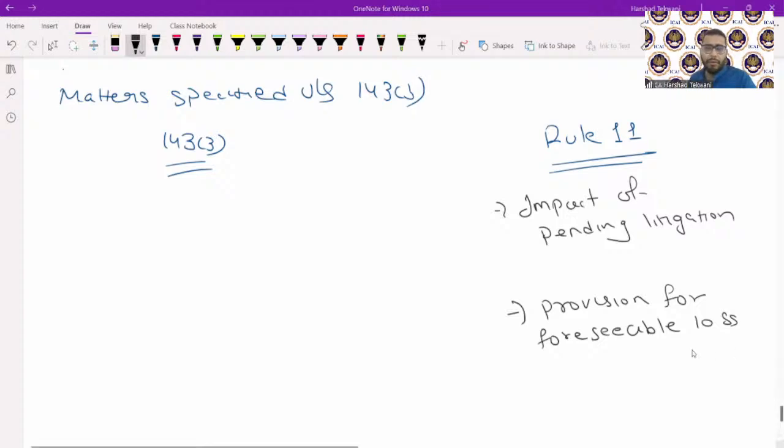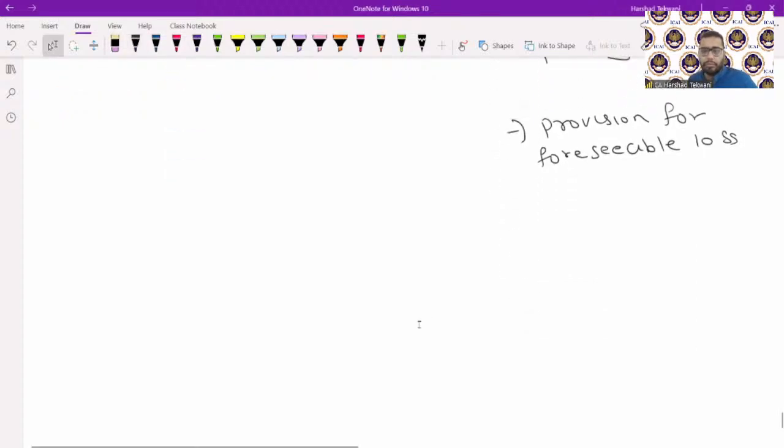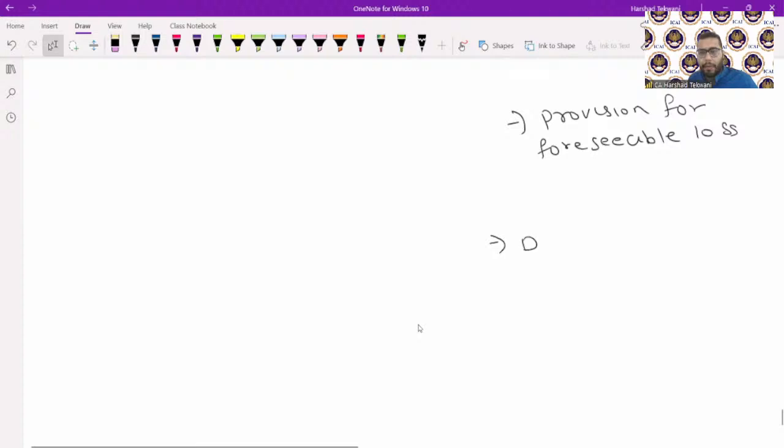Then, whether there has been delay in transfer to the investor protection fund. Delay in transfer of investor protection fund.